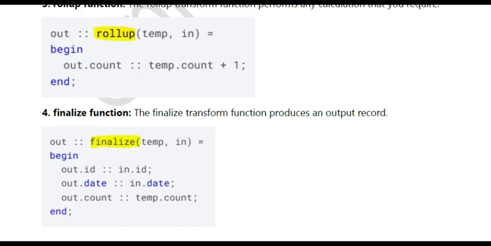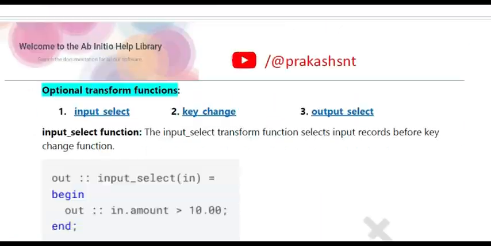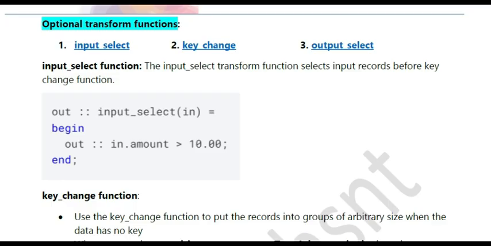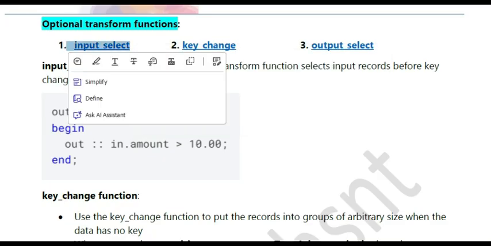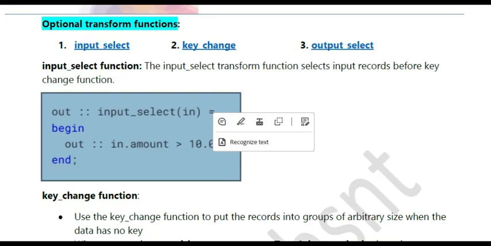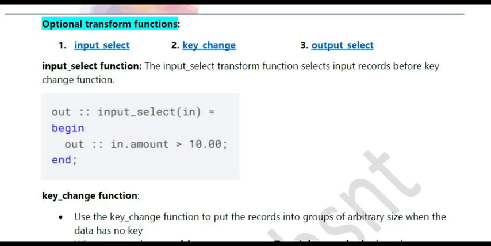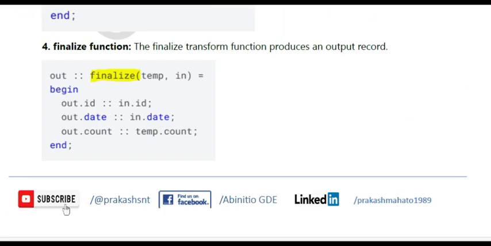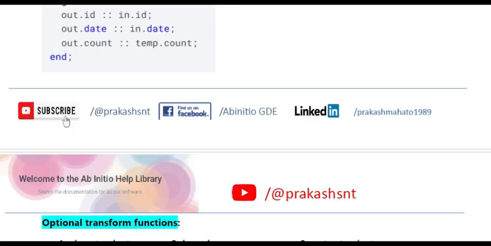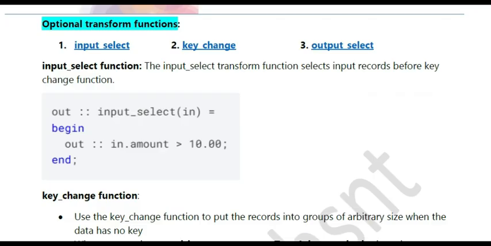So this is how your expanded mode functions will work. Next we have two more functions, called input select and output select. As we know, input select filters the input records before they come to your Rollup component, and output select works once your finalize record is finalized and sent to your output port. At that time it filters which output records you want.